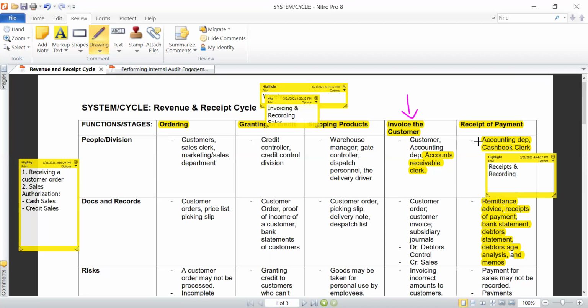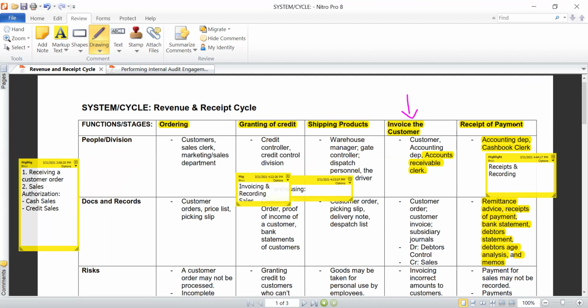The last stage, and we are done for the day. The last stage deals with the receipt of payment. When you're doing business, essentially you're doing it so that you generate revenue. Now, the process of generating revenue would also involve you receiving payments for your service, receiving payment for the goods you've sold to the customer.